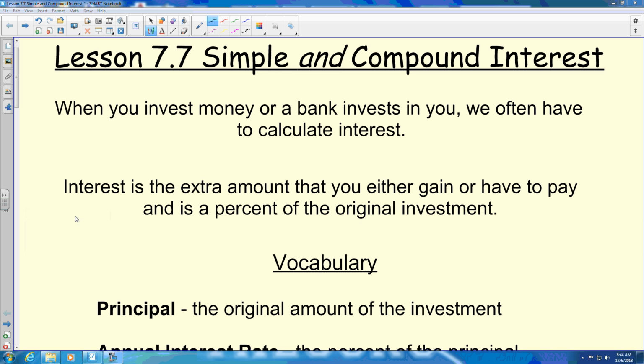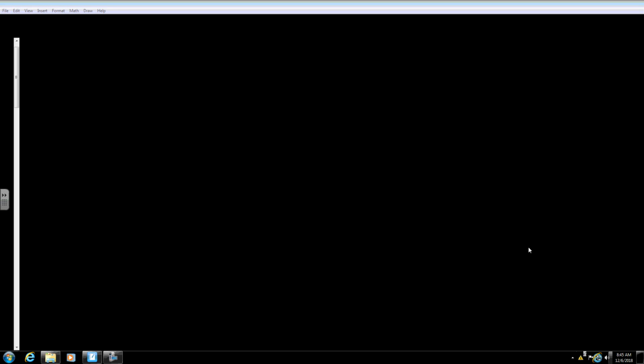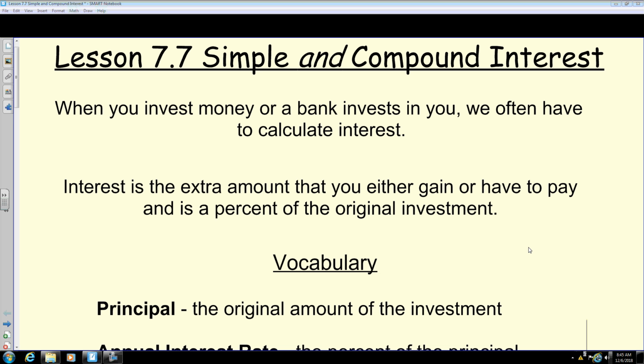All right, we are in section 7.7 where we are going to take a look at simple and compound interest. When you invest money, or go to a bank to invest for you, often there are two types of interest that get calculated for the money that you invest, whether that's a savings account or mutual bonds, etc. The interest is the extra amount that you gain from the investment. You get a percentage of the investment.